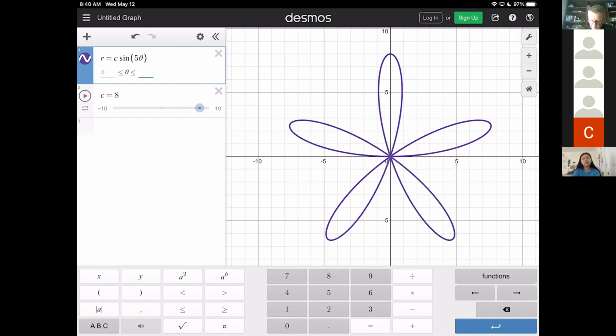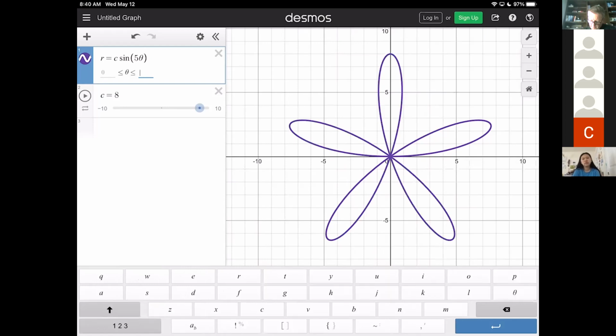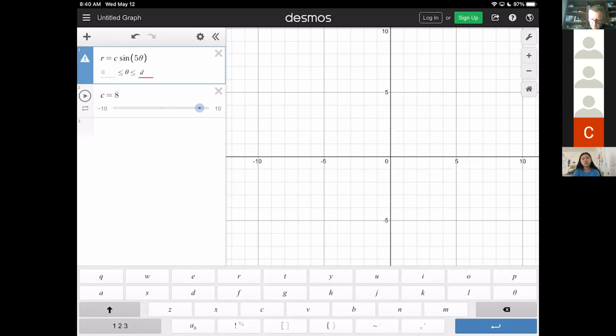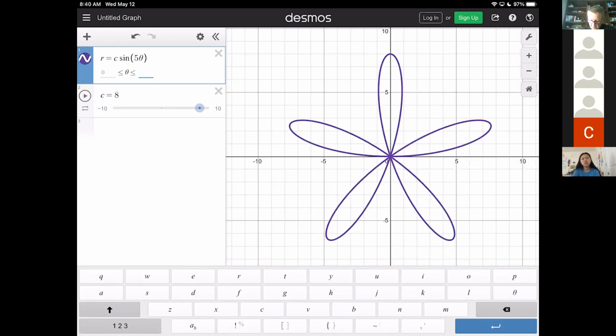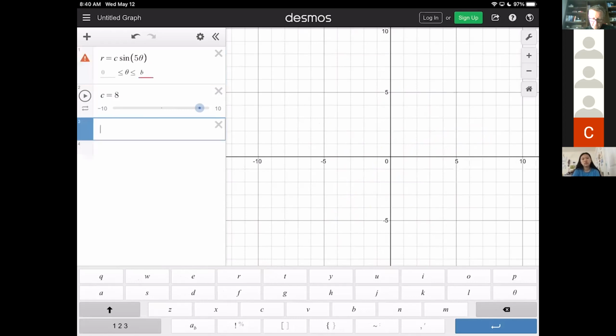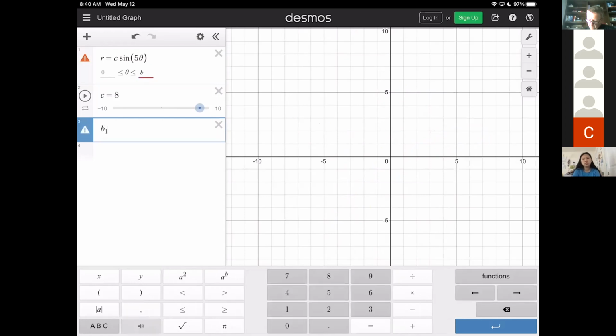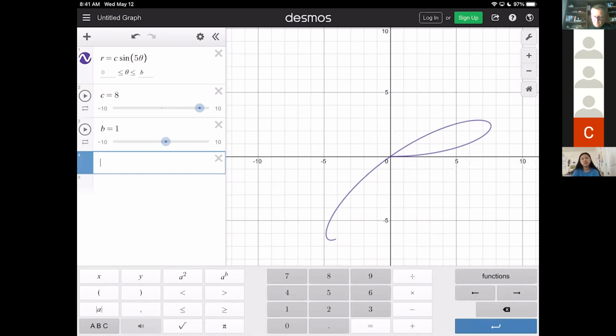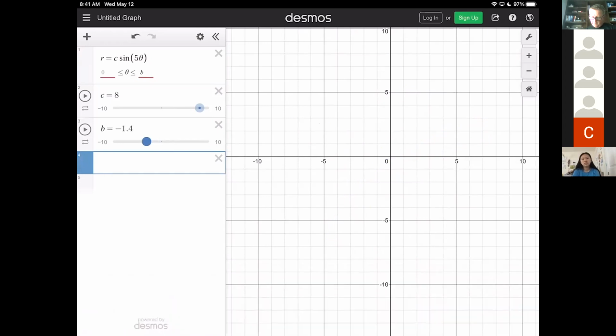So let's see if I go in here and say I'd like to have D. I guess I got to pick another letter. I already used that one. So I'll say B. Doesn't like that. All right. Well, then I'll say B equals 1. So notice this is kind of fun. Can you see it actually growing?